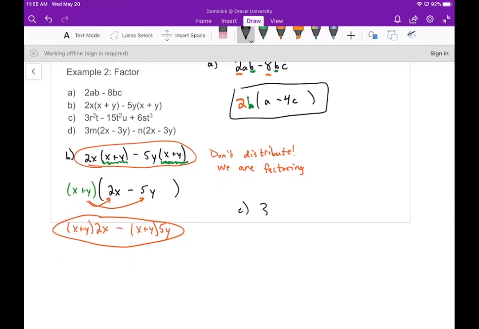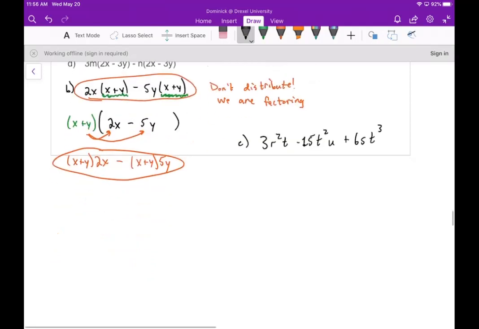Part C, we have 3r squared t minus 15t squared u plus 6st to the third. So if we look at our numbers, we can factor a 3 out. If I look at my r terms, we have r squared, and that's it, so we can't factor that out. We do have a t squared and t to the third, so I can take a t out. And then I can't take a u or an s out. So it looks like the best we can do is 3t.